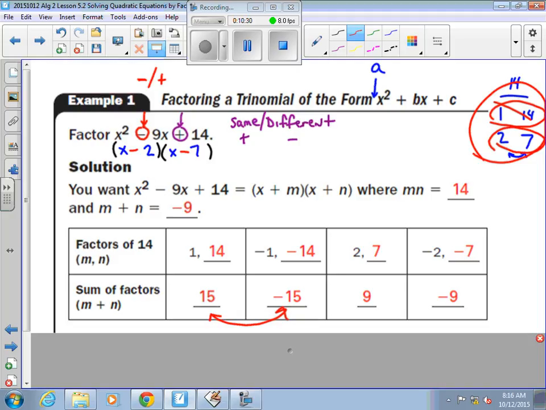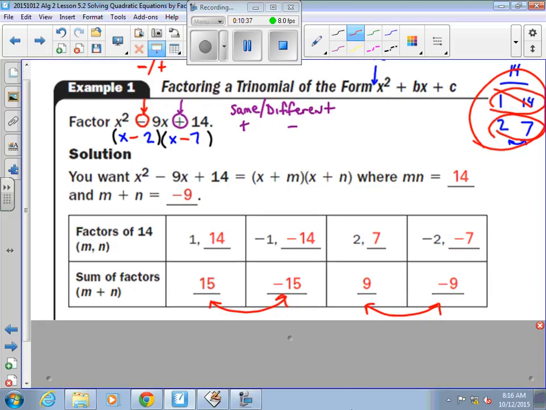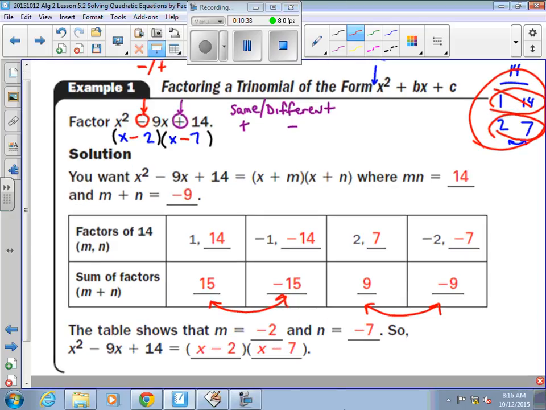And same thing with the number 9. We can get there both positive and negative. Once you have your factors, that's when you decide which type you need. So the table shows that negative 2, negative 7 gets you to negative 9. Therefore, it's factored out when x minus 2 times x minus 7 gives you the factored version of x squared minus 9x plus 14.